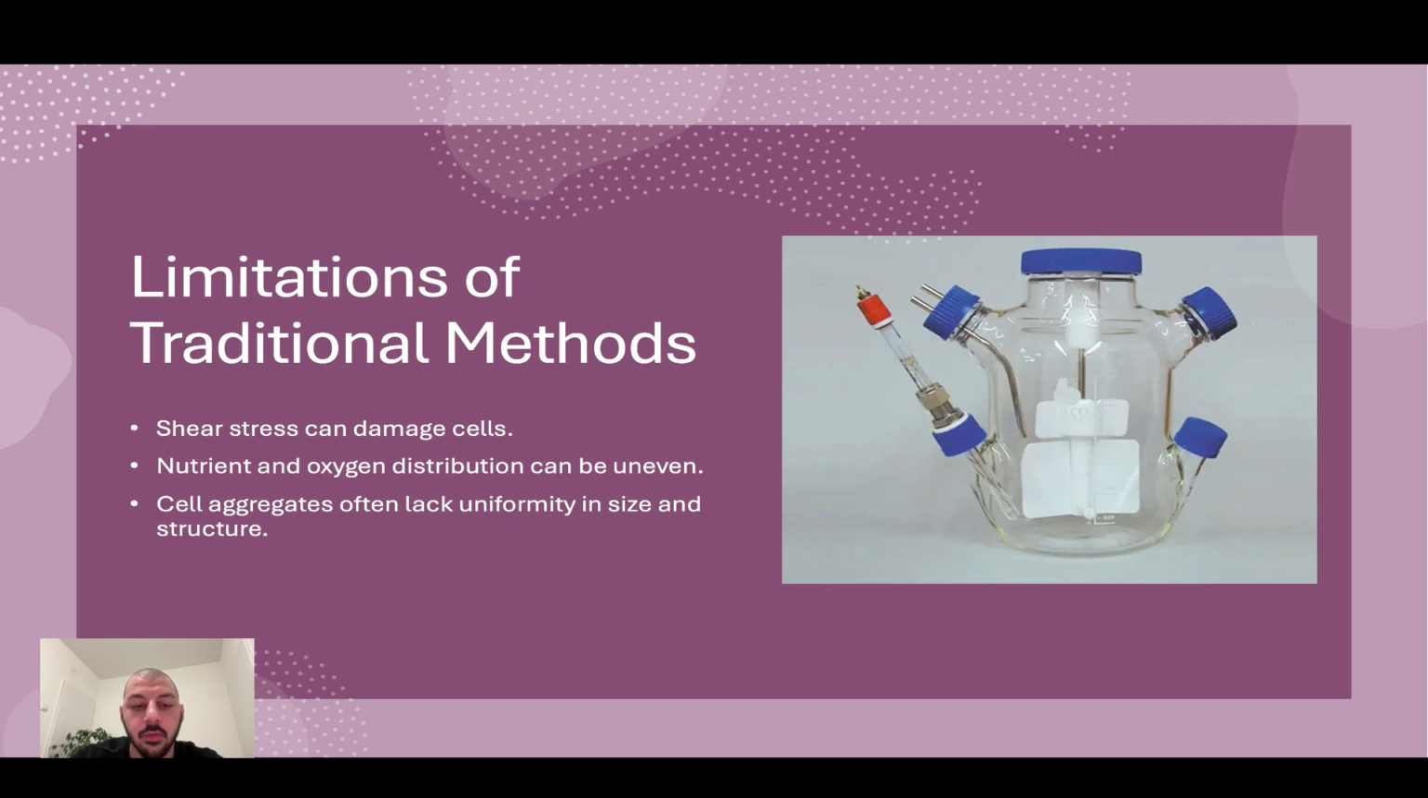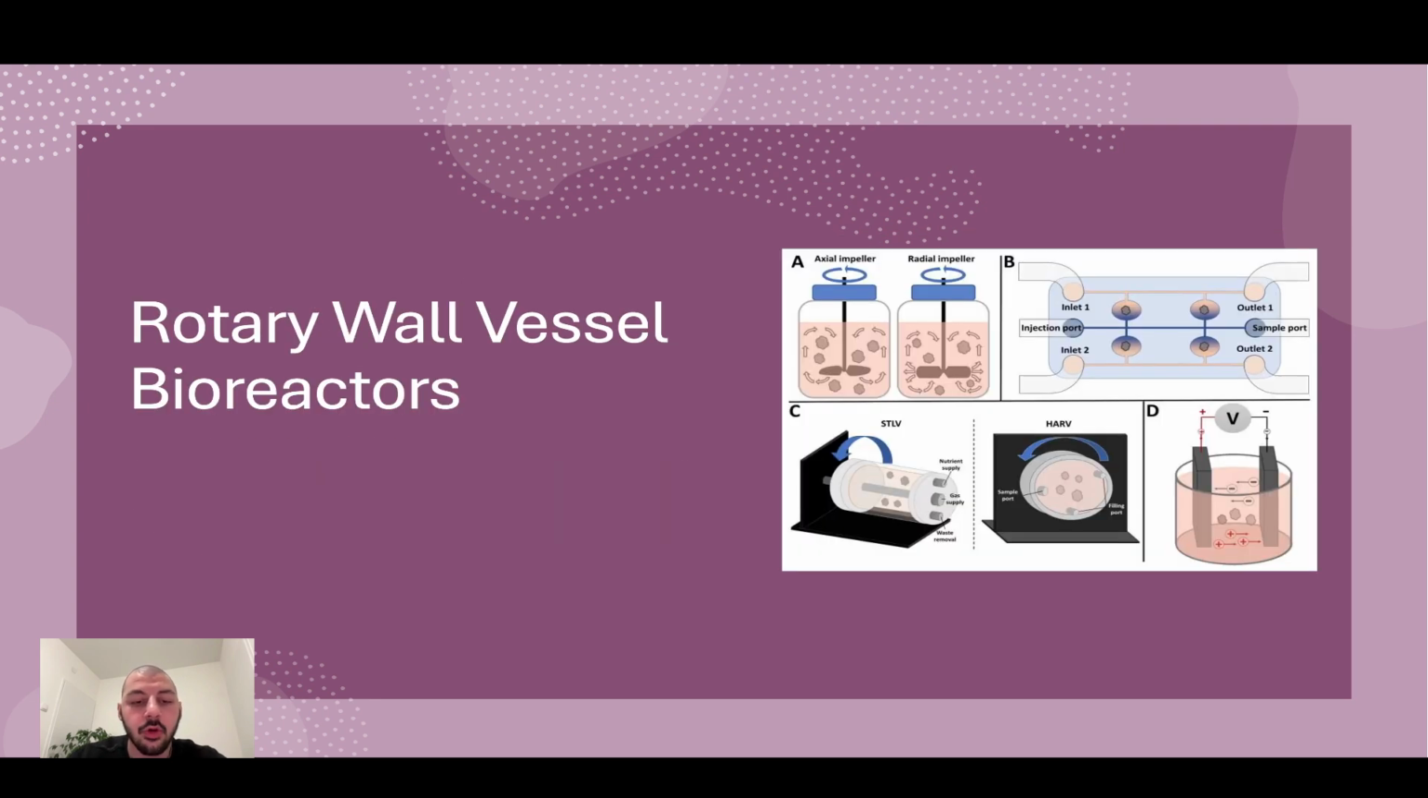3D cell aggregates. The rotary wall vessel bioreactor, initially developed by NASA, is an innovative tool designed to simulate microgravity on Earth. By rotating a cylindrical culture chamber horizontally, the system balances centrifugal and gravitational forces, creating a near weightless environment. This prevents cells from settling and encourages free floating growth. This unique design minimizes shear stress, enhances nutrient diffusion, and promotes formation of uniform spheroids or organoids.